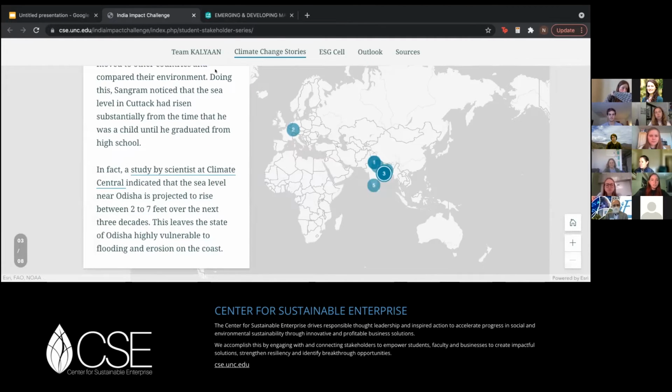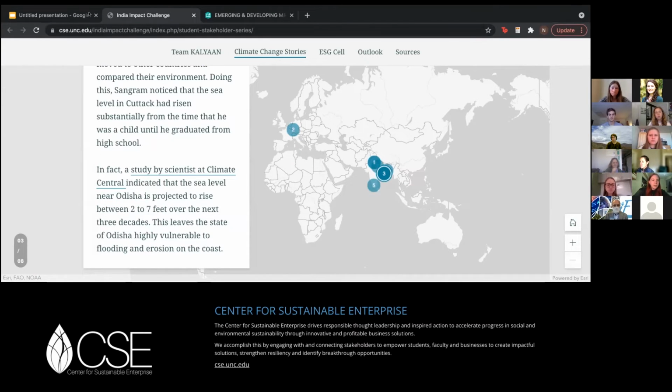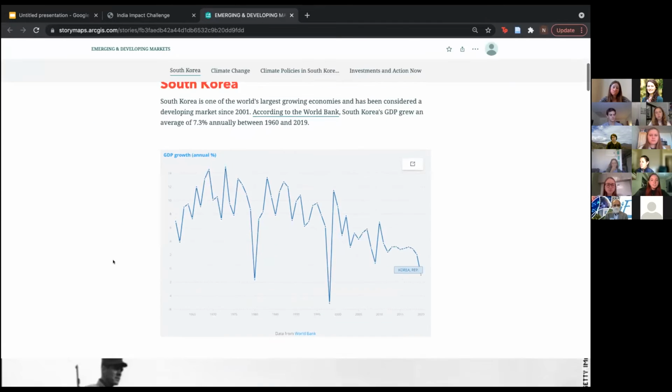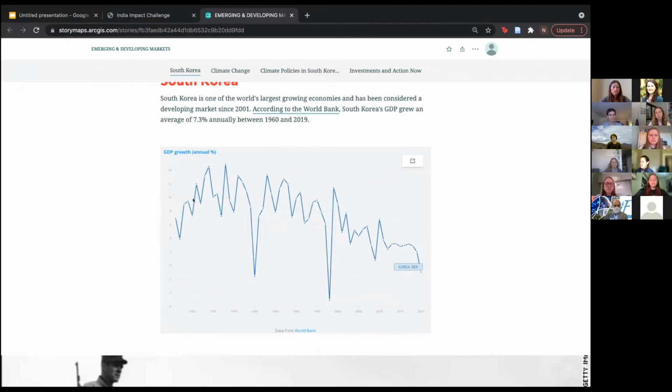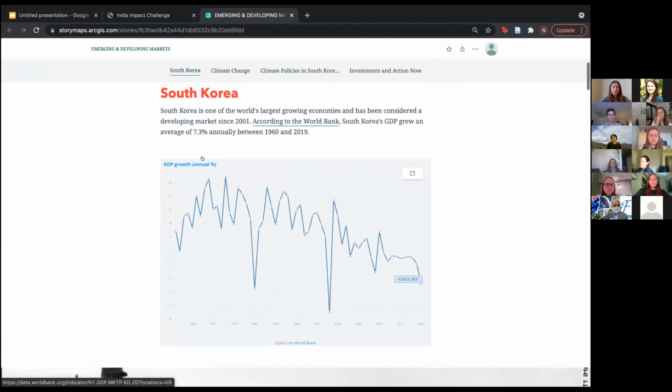Then I also want to show you another key aspect with my other one. Something else I really enjoy about story maps is that you can embed graphs into them. When a reader is looking at what you're writing about, they can interact with these graphs. This one shows GDP growth in South Korea. You can click anywhere on this graph and see all the different data points.